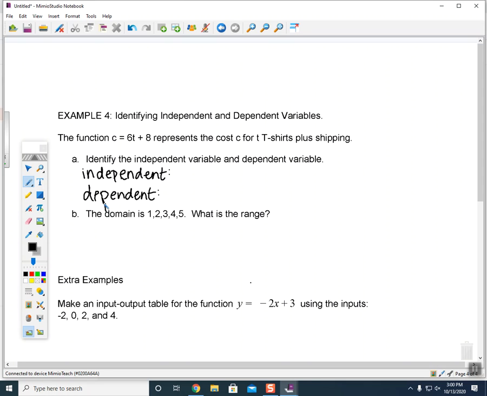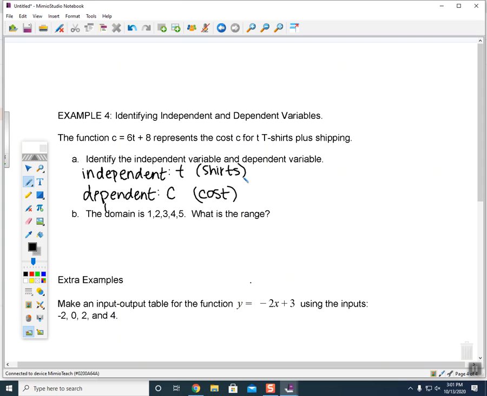It's maybe a little bit confusing to think about that, but my total cost depends on how many shirts that I've made. When the total shirts that I have made goes up, so does my cost. So my dependent variable, the one that depends on the other one, is C, my cost. Cost depends on how many shirts I have. So my independent variable is T, my shirts. How many shirts I have changes what my cost is. So it's my independent and dependent variable.